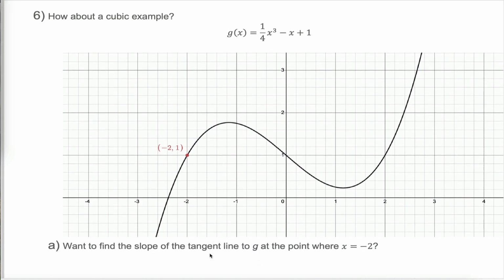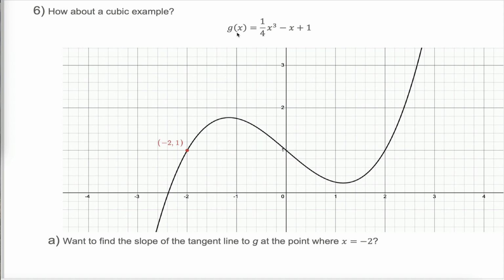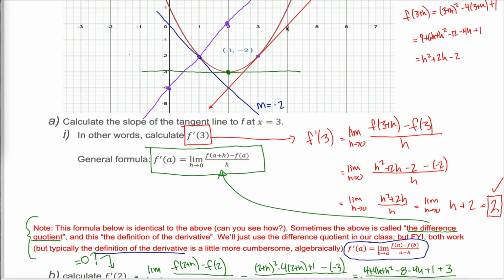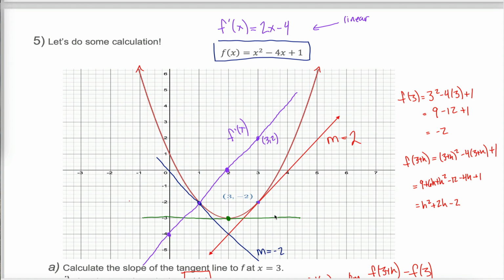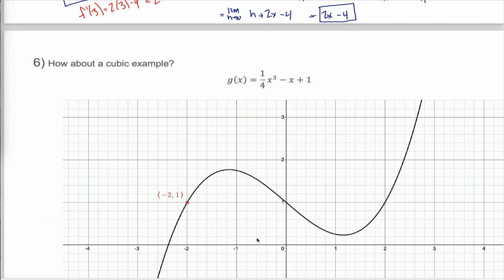Because they're different functions, I'm going to give them different names. In this case, we'll call this function g of x. It's 1/4 x cubed minus x plus 1. Note that this is a cubic function. We see an exponent of 3. Unlike this function up here, that was a second degree function. There's 2 types of questions that we'll answer in this video.